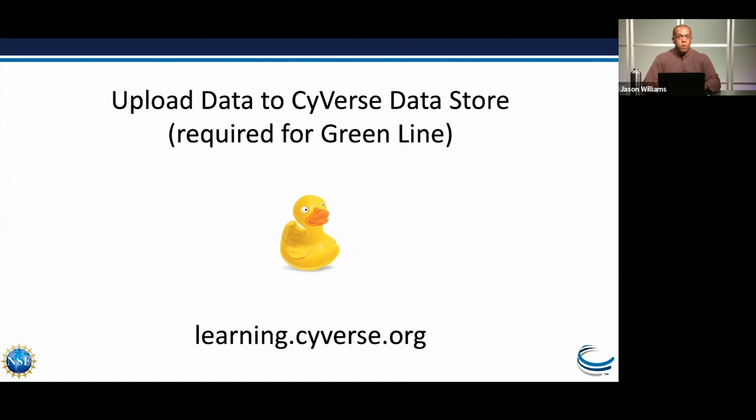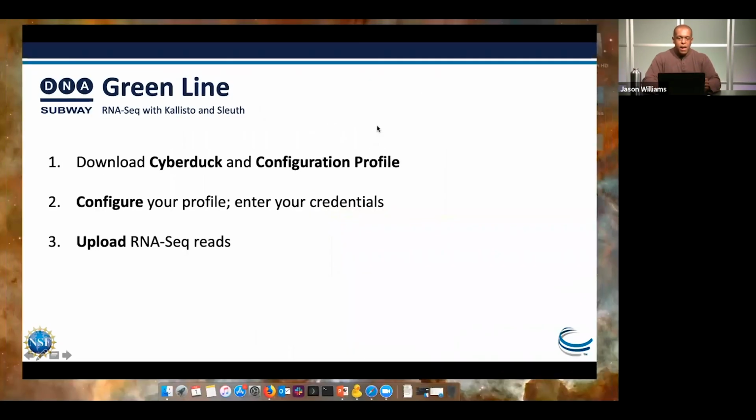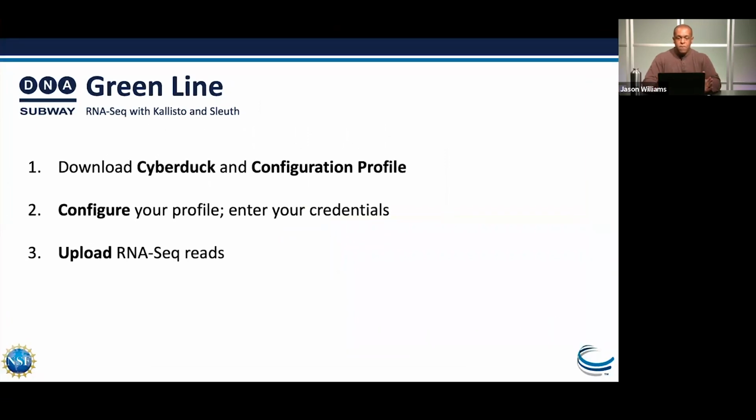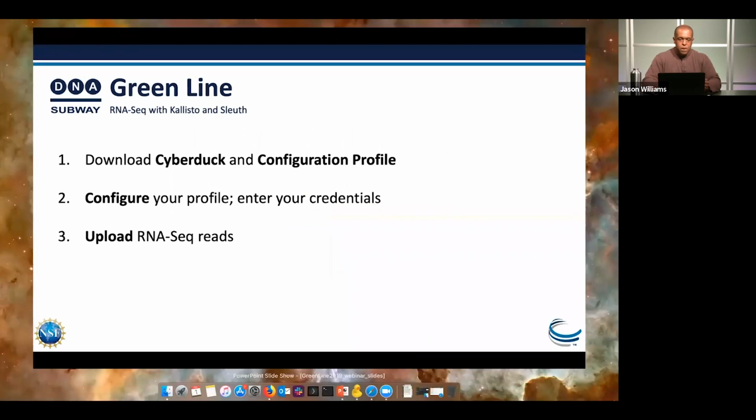The best way, if you're working with your own files, to get those files into the CyVerse data store and thus ready for DNA Subway, is to use a tool called CyberDuck. So what I'm going to do is take a look here, and let me just go ahead and show you. Well, there's 3 steps. You're going to download CyberDuck and a configuration profile. You're going to configure it, and then you're going to upload those reads. Let me go ahead and show you some of that.